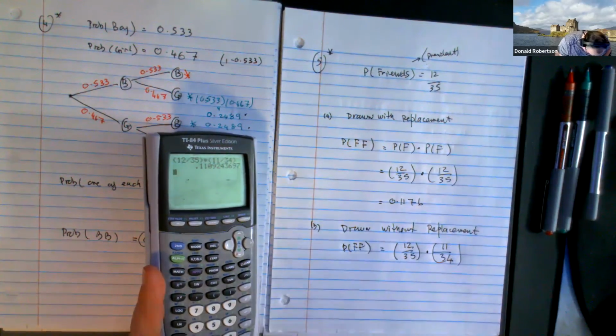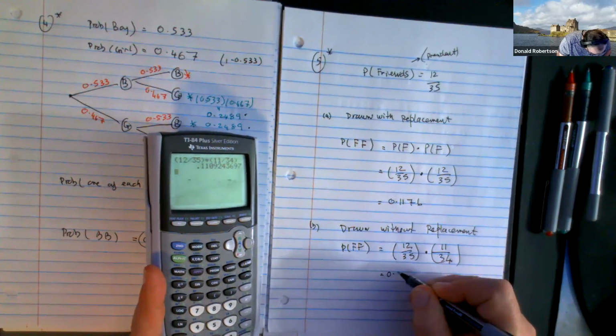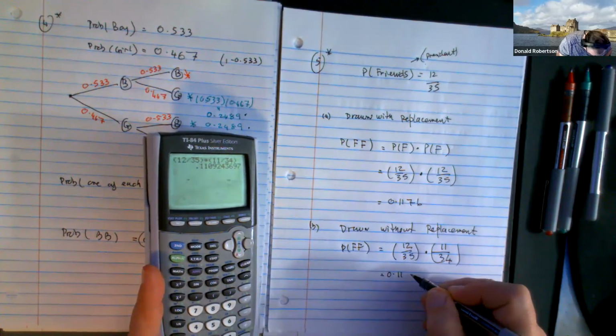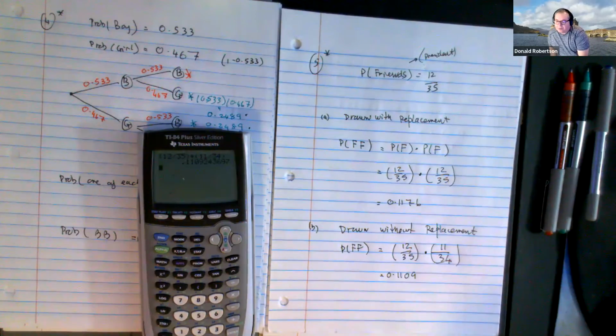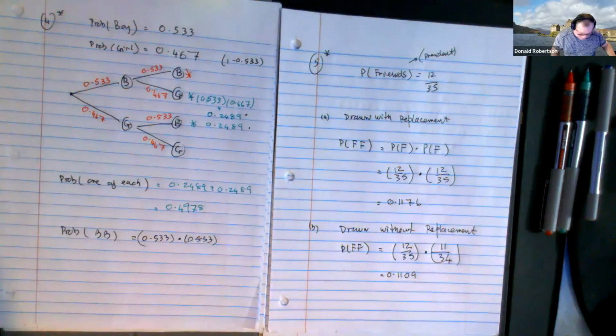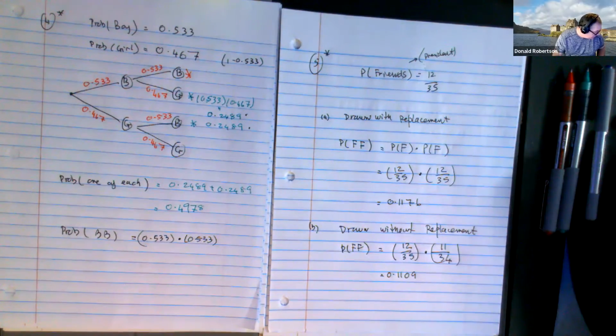And this time, the answer is 0.1109. Now, they're very similar, which you'd expect, but they're still different, right? You can tell that they're not the same probabilities. This is a little bit less chance of happening, which kind of makes sense that you're using up something. It gets a little bit less likely.